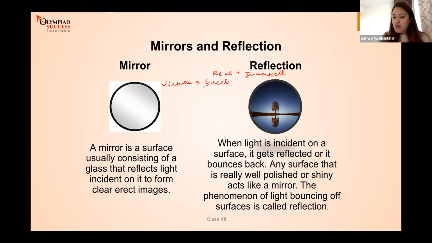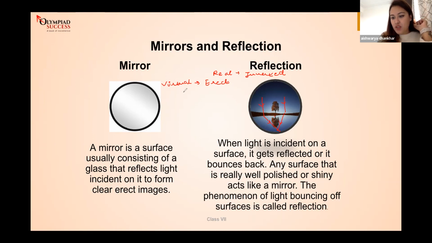Now, why is this so? Briefly, to make you understand, whenever we're talking about a real image, that means the rays of light, wherever they are coming from, are meeting somewhere eventually. In real life, they will eventually meet somewhere, and wherever they're meeting, we get an image at that point. That is why we're calling it a real image. And that real image will always be inverted.